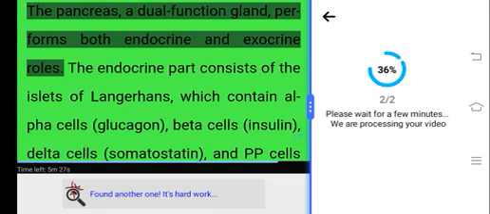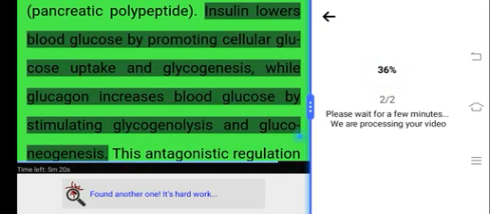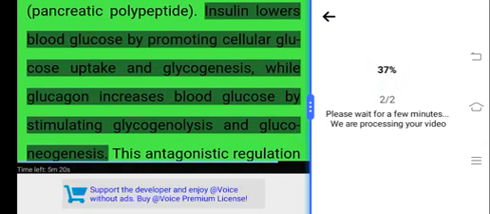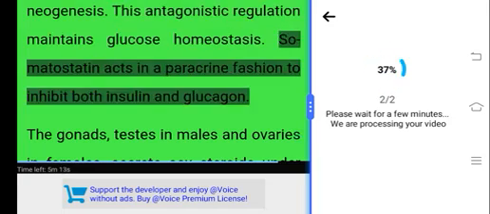The pancreas, a dual-function gland, performs both endocrine and exocrine roles. The endocrine part consists of the islets of Langerhans, which contain alpha cells, glucagon, beta cells, insulin, delta cells, somatostatin, and PP cells, pancreatic polypeptide. Insulin lowers blood glucose by promoting cellular glucose uptake and glycogenesis, while glucagon increases blood glucose by stimulating glycogenolysis and gluconeogenesis. This antagonistic regulation maintains glucose homeostasis. Somatostatin acts in a paracrine fashion to inhibit both insulin and glucagon.